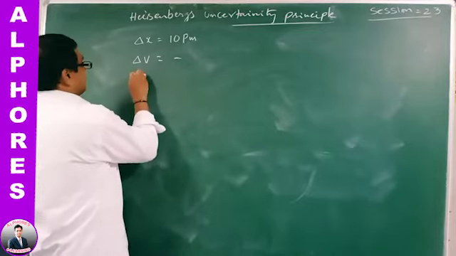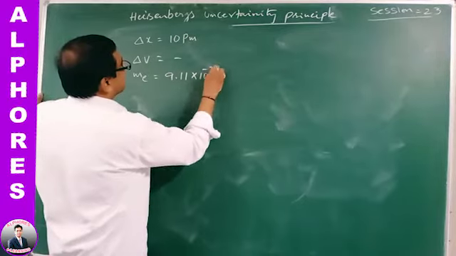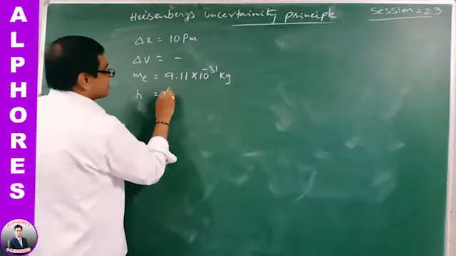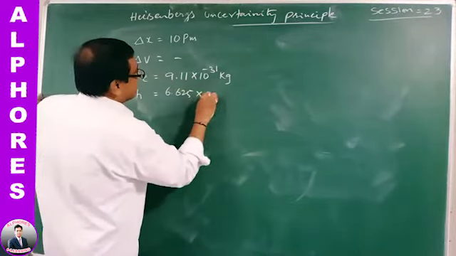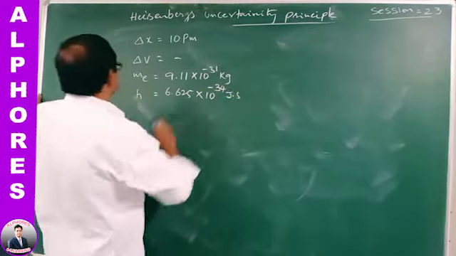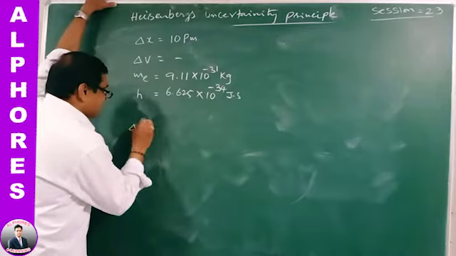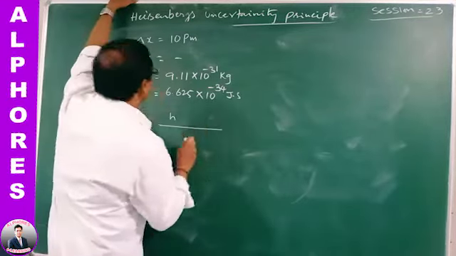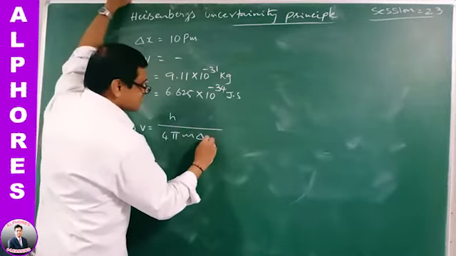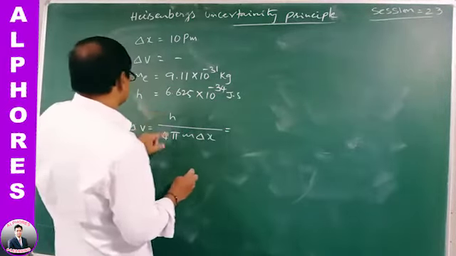Then mass of the electron is given, 9.11 into 10 to the power minus 31 kg. Planck's constant value in SI unit is 6.625 into 10 to the power minus 34 joule seconds. Done. Now delta v is equal to h by 4 pi m delta x. Now we should be very careful while transferring the data into this formula.